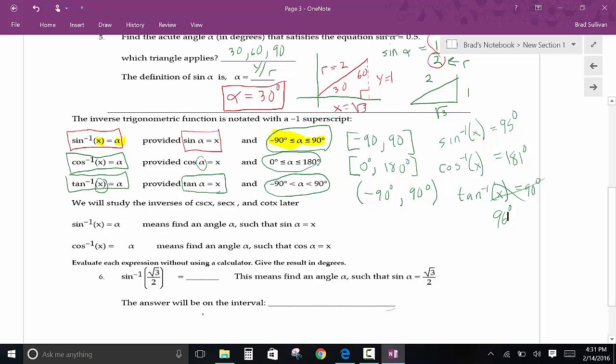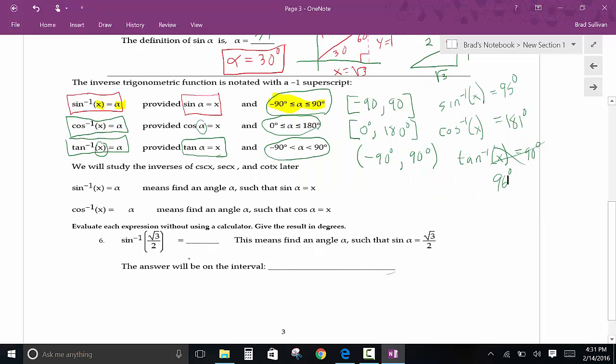Okay, so the next thing I want to begin to look at here is just the terminology, and then we'll work on a few issues here. So this is saying inverse sine of x equals alpha. Remember, if I'm finding an inverse sine, you are finding an angle alpha such that the sine of that angle alpha is equal to x. X can be like the ratio of the two sides, y over r.